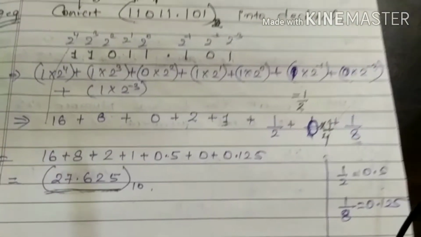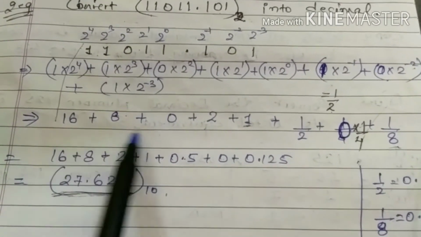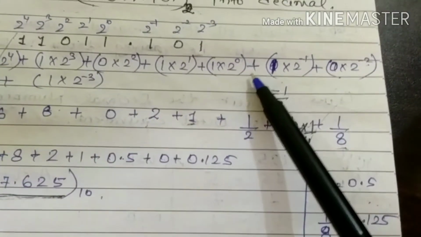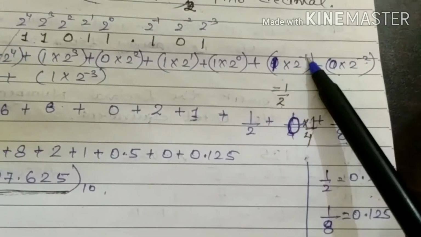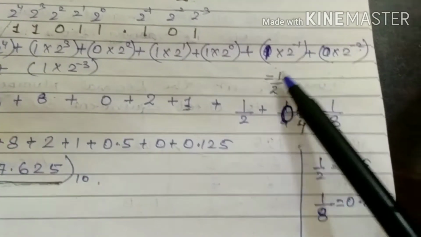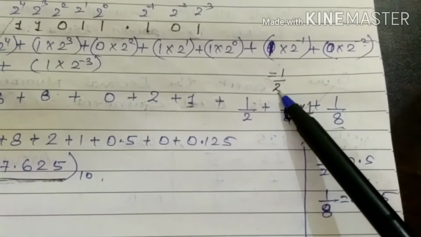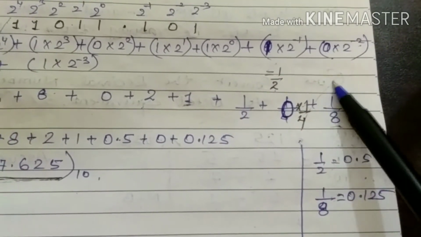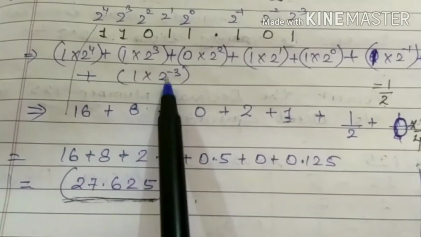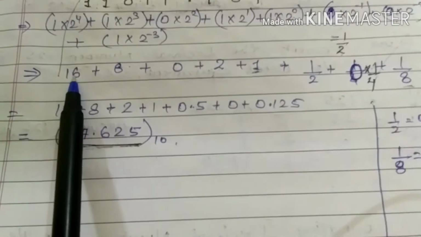Got it? Now simply you have to add it. Let me just explain this part. 1 into 2 raised to power minus 1. Anything raised to power minus 1 will be in the denominator. So 1 upon 2. 2 raised to power minus 2 is 1 upon 4. If it is here, that will be 1 upon 8. So what I have done here, I have just calculated over here.